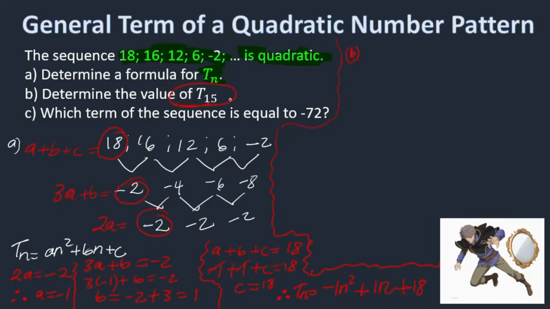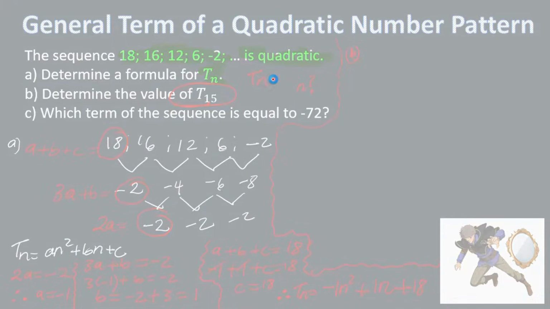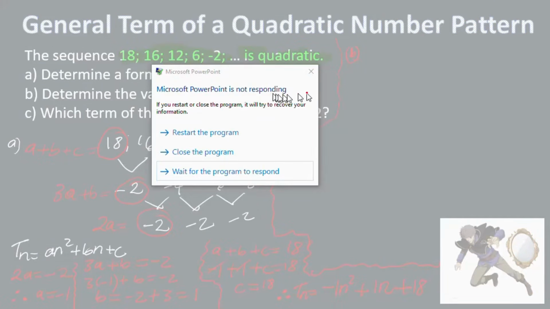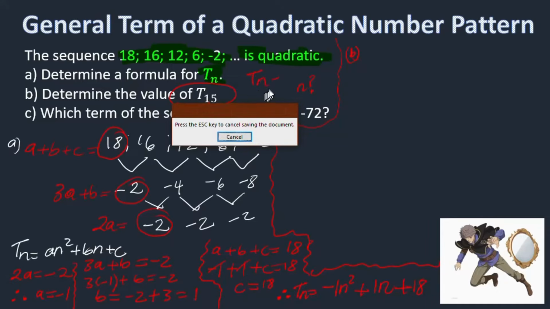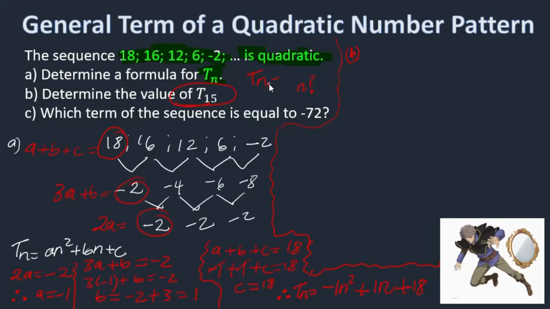It says find the value of T35. Now bear in mind, between Tn and n, what did they give us and what do they want? Let me save this thing. It wants to crash. Between n and Tn, what do they want and what do they give us? So basically when they say T15, this n is 15. They gave us n. N is 15. So they're looking for Tn when n is 15, right?